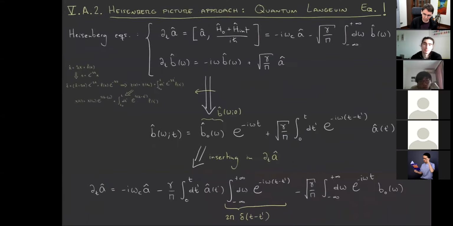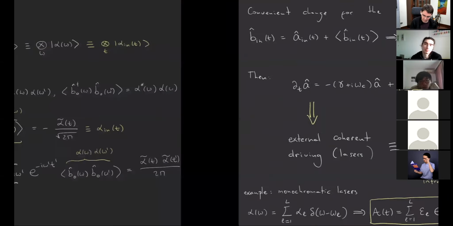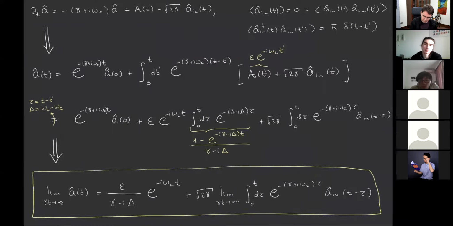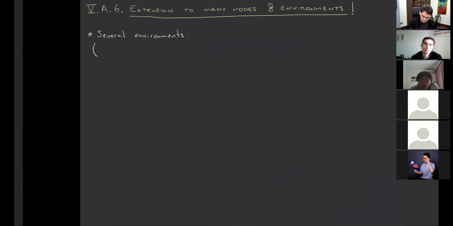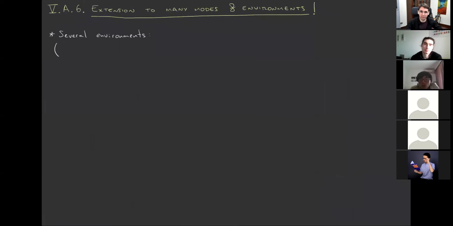So what happens when you have such a situation? This is what I want to discuss now. And let me just write the example. So imagine that both mirrors are not perfect. So both mirrors are imperfect.